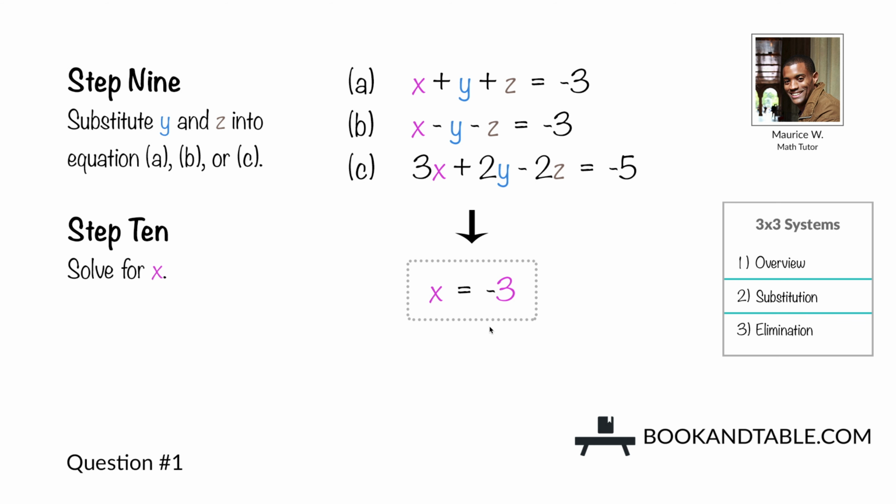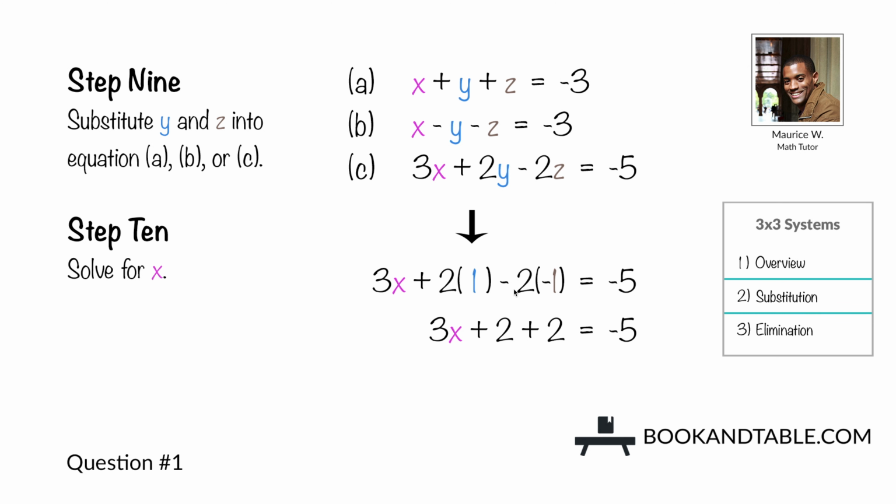Or you could have chosen to plug y and z into equation C to solve for x. If you did so, you got 3x plus 2 times 1, which is 2, minus 2 times negative 1, which is positive 2. 2 plus 2 is equal to 4. So we get 3x plus 4 is equal to negative 5.